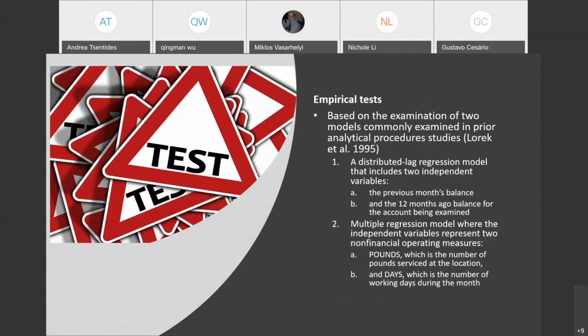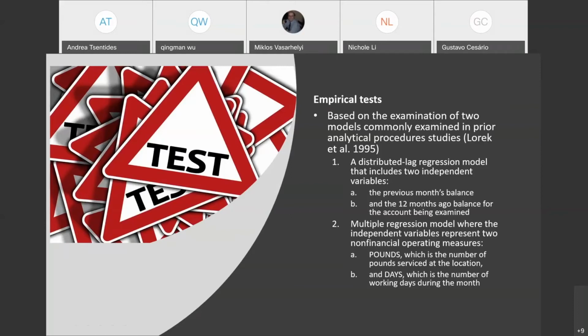So what did their empirical test look like? They basically based it on the examination of two models that are commonly examined in prior analytical procedure studies, and they're similar to what auditors do in analytical procedures. The first model is a distributed lag regression model that included two independent variables, and we're going to look at it in a little bit in the next screen.